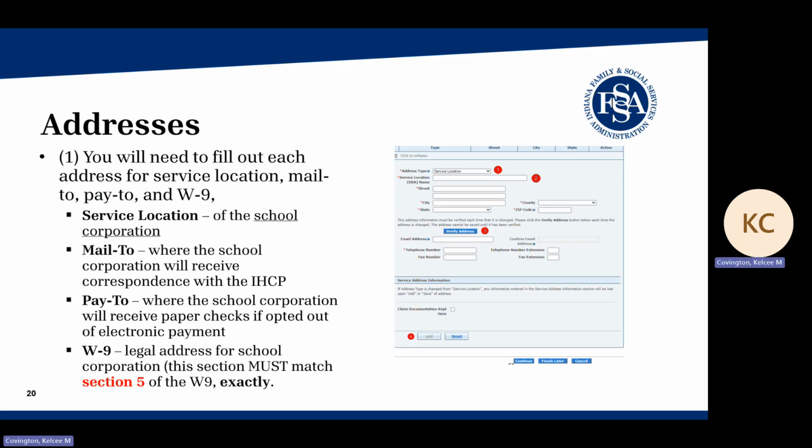On this page, there are going to be 4 addresses you're going to need to fill out. You will need to fill out each address for service location, mail to, pay to, and W-9. For the service location, this is the location of the school corporation. Mail to, this is where the school corporation will receive correspondence with IHCP. Pay to, where the school corporation will receive paper checks if opted out of electronic payment, and the W-9 address, which is the legal address for the school corporation. This section must match Section 5 of the W-9 exactly.